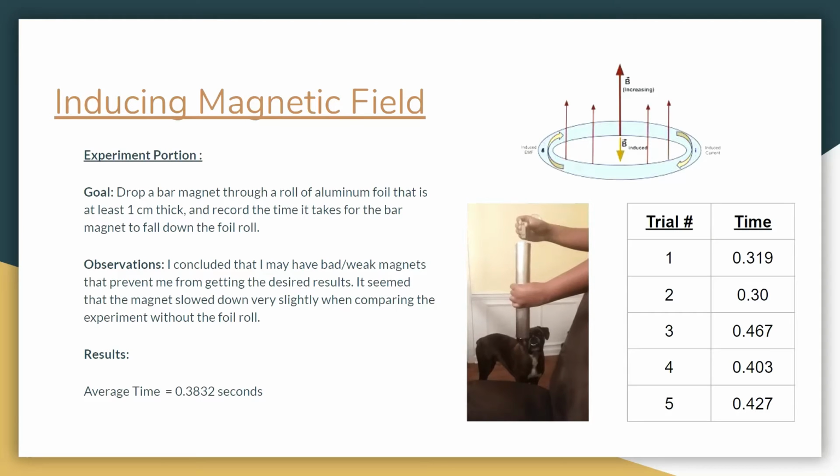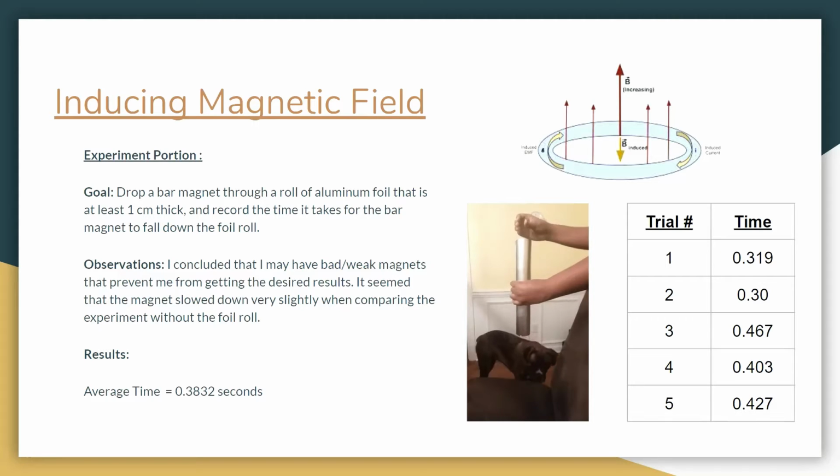So for the experiment portion of this lab, the basic goal is to just drop a barred magnet through a foil roll and then record the times that it takes for that magnet to fall out of the roll. The expectation here is that we should see some type of interaction happening between the magnet and whatever conductor we're using. When comparing it to free fall, there should be an obvious difference in the time that it takes for the magnet to fall through the roll.